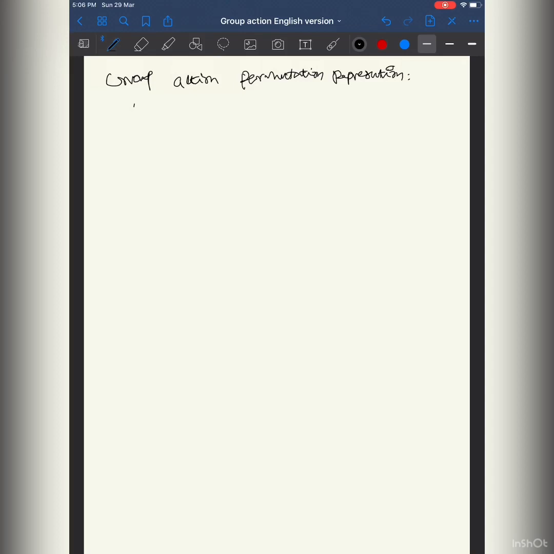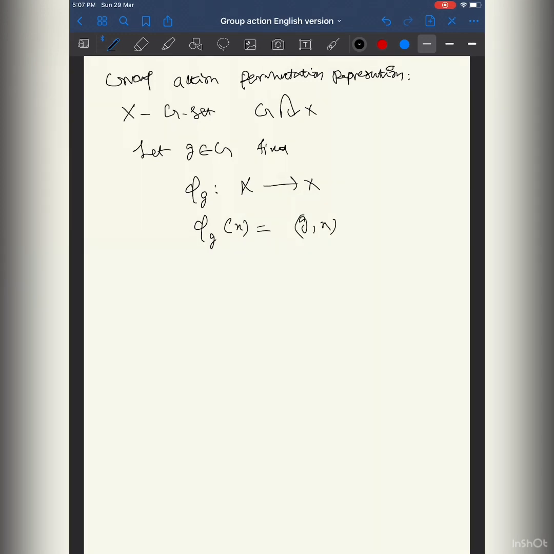Okay, suppose X is a G-set, that means G is acting on X. Then let g belong to G, fixed. I am defining a function from X to X like this, that is nothing but (g, x). This is a well defined function. My claim is it is invertible. Definitely this function depends on this g, hence the inverse must depend on something about g, so we can guess g inverse.